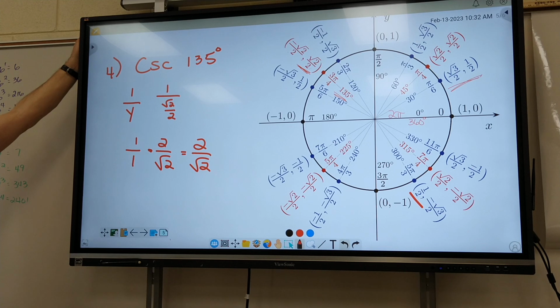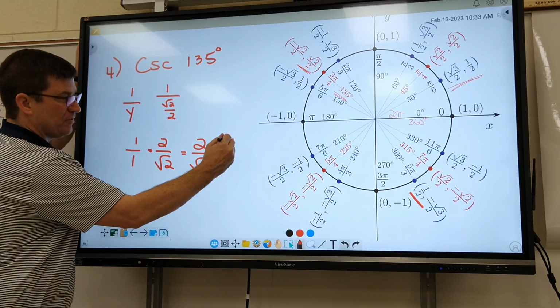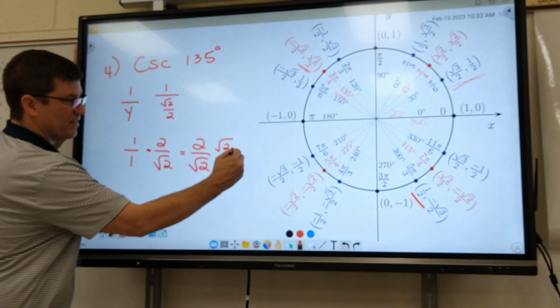Okay, now there's something wrong with that answer. What's wrong with it? You cannot leave a root on the bottom of a fraction. It's okay if you have a root up top, but you can't have one on the bottom. Does anybody remember how to fix it from like 9th grade? Yep. Whatever's on the bottom, Matthew, you multiply it on both sides, and that will fix it.